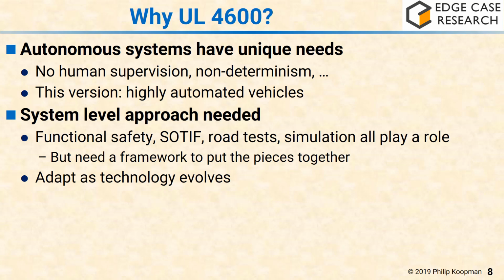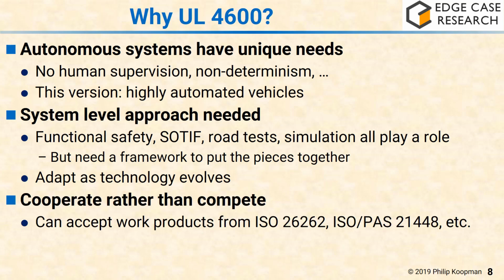But that means as a new piece of technology or a new technique becomes available, it can simply be added to the list of things to consider. And if an old one becomes obsolete, you can just argue it's obsolete. So the standard is able to flex much more than a prescriptive step 1, step 2, step 3 type of standard. It tries to cooperate rather than compete with other standards. So it can accept work products from ISO 26262, ISO PAS 21448, etc.